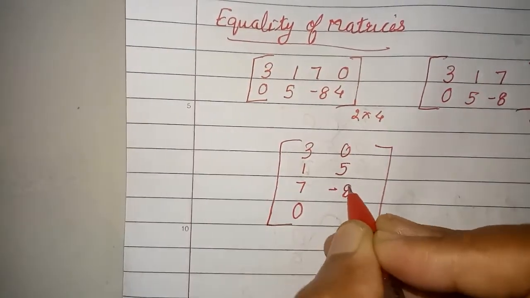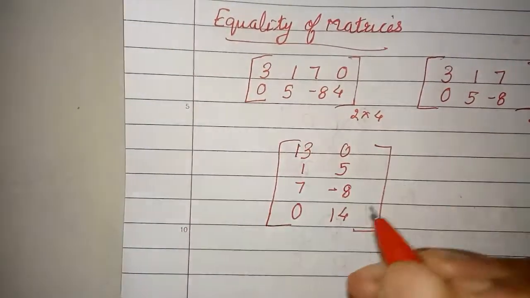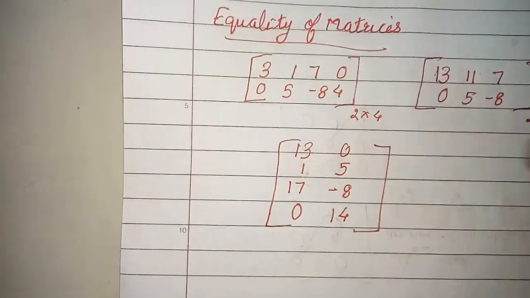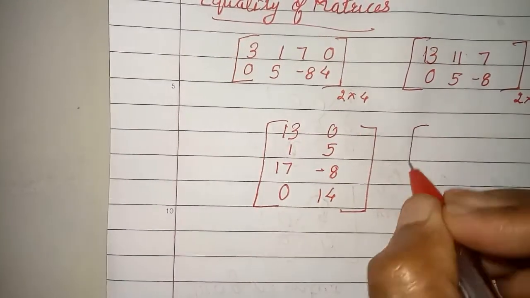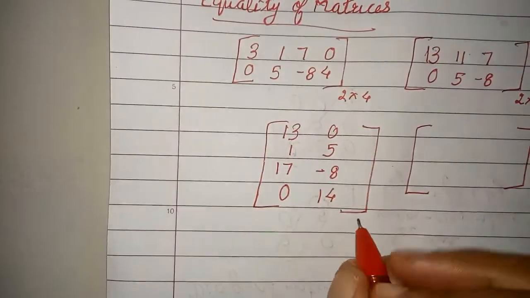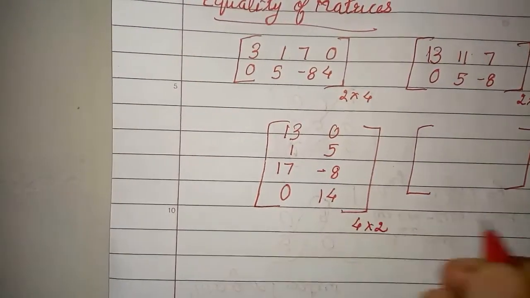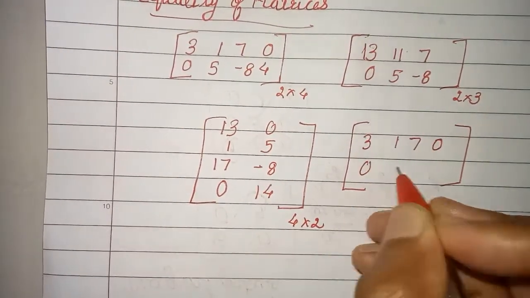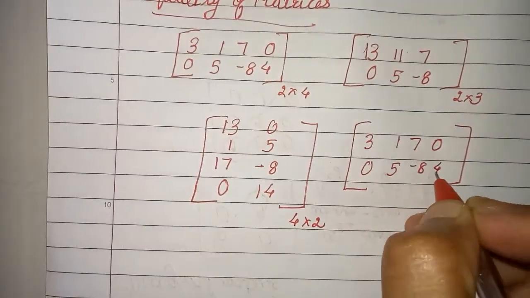Don't look at the entries, children. I'll just make a change here so you don't get confused. I'll write here 11, I'll write here 13. And I'll write one more here. Here how many rows? 4 rows and 2 columns. And suppose I write the elements like this, can you tell me which matrices are the same here?